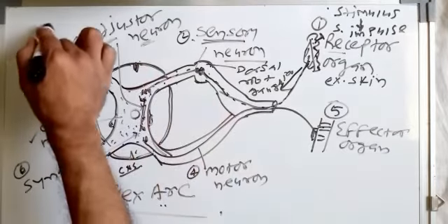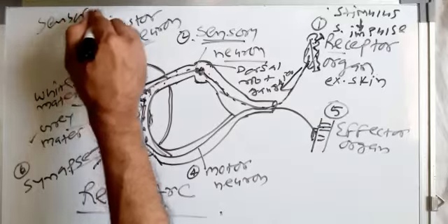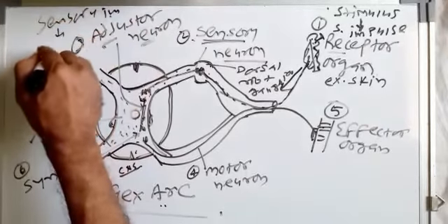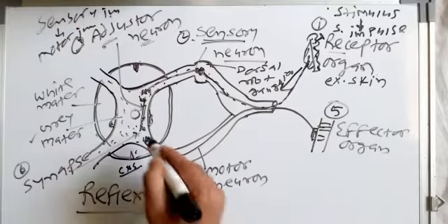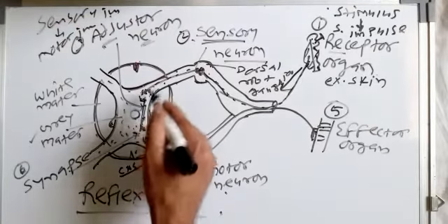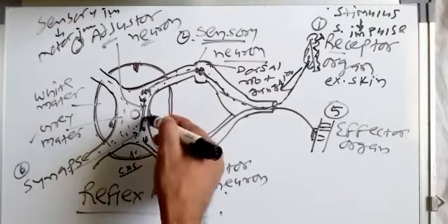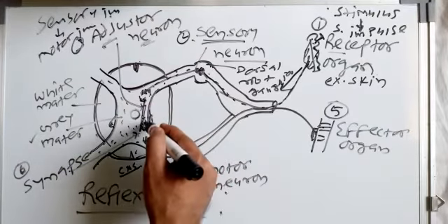What is the main function of the adjuster neuron? It converts sensory impulse into motor impulse and transmits it to the motor neuron. It will take the sensory impulse from here, convert it into motor impulse, and transmit it to the motor neuron.